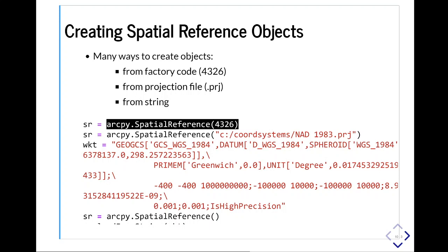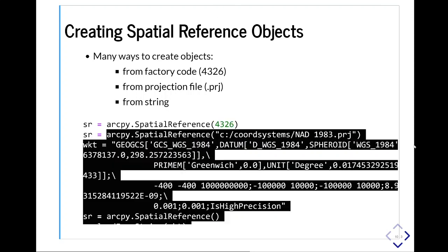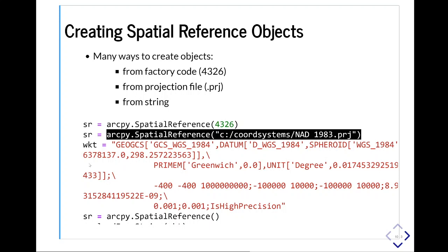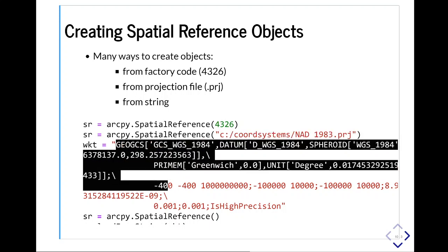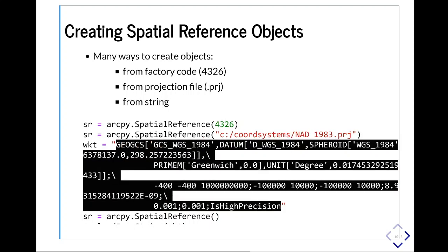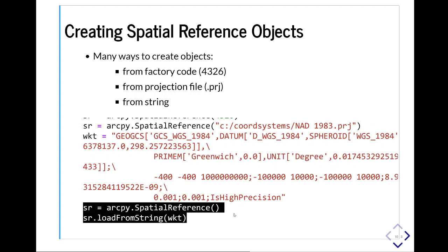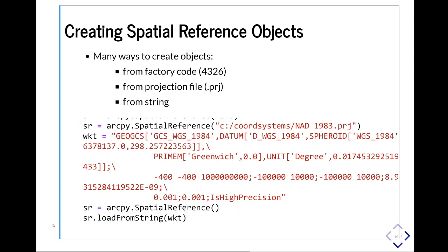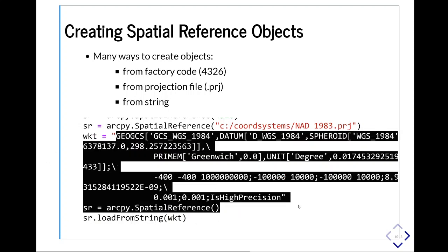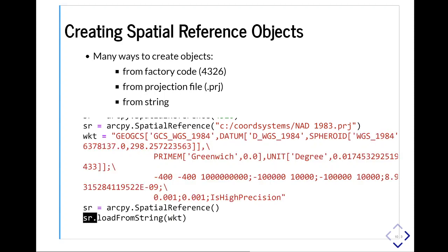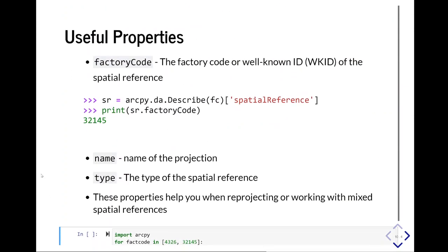We can also create from a projection file, which is a file that stores all this information that you see in the WKT example below, and some other information. And then we have WKT, which stands for well-known text. To do that, you have to create an empty spatial reference object and then call loadFromString in order to get this string to make this spatial reference actually have the spatial reference that you want.